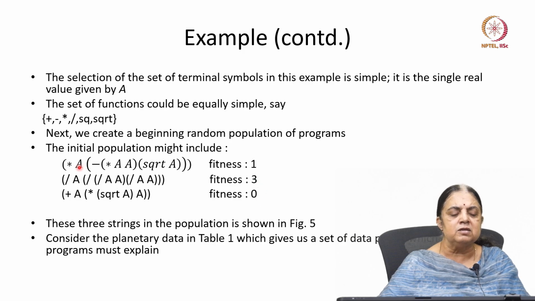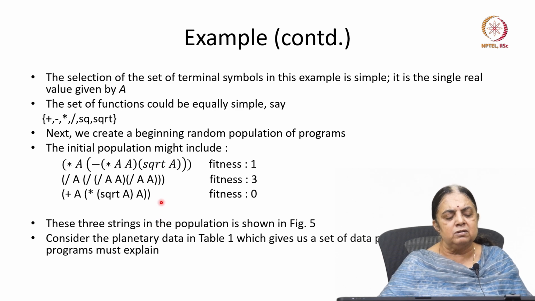So it means that this one is giving the correct result only in one case, the second one is giving the correct result in 3 cases, and the third one is not giving a correct result in any of the cases. So the number of cases in which it gives the correct result is taken as the fitness of that string. Okay.